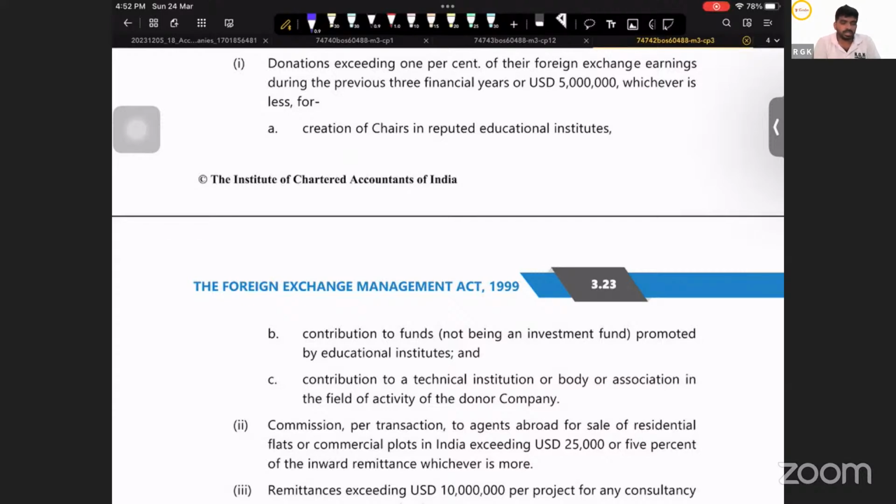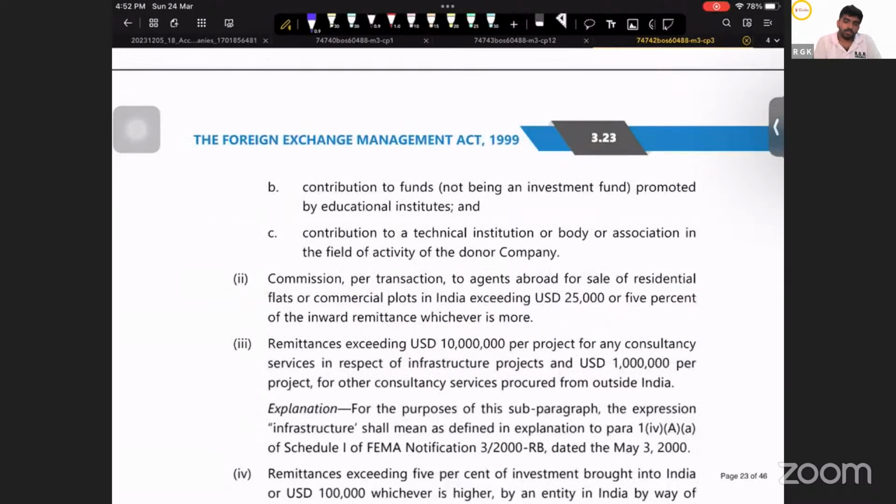1% of your foreign exchange earnings or 50 lakh rupees, whichever is less, up to that donation, RBI permission is not needed. Beyond that particular amount, you will have to seek prior approval of Reserve Bank of India. If you are going to pay commission to an agent abroad for selling your residential plot or commercial plot in India in excess of 25,000 or 5% of inward remittance, whichever is more, then you will have to seek prior approval of Reserve Bank of India.